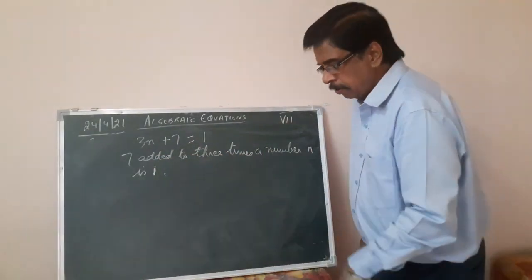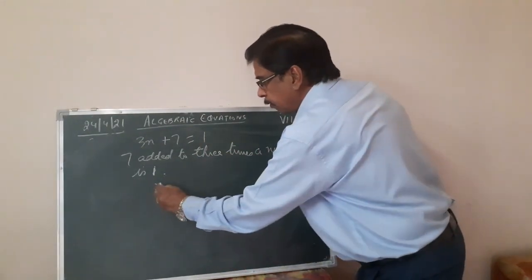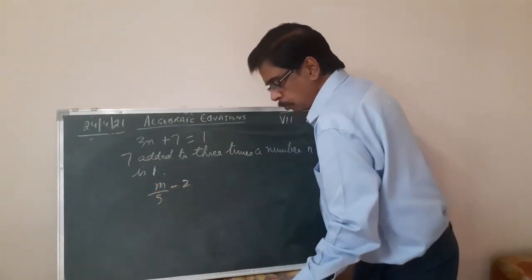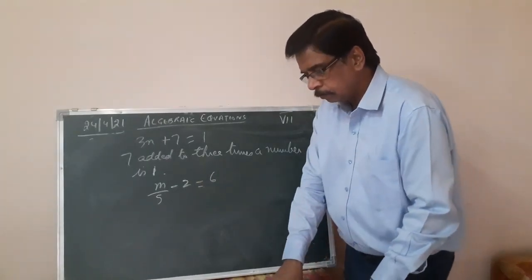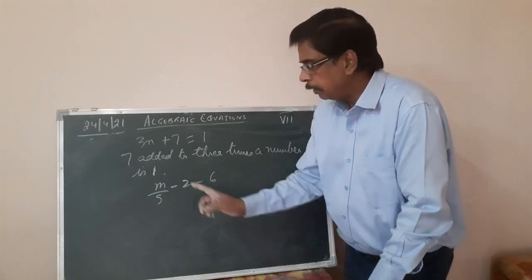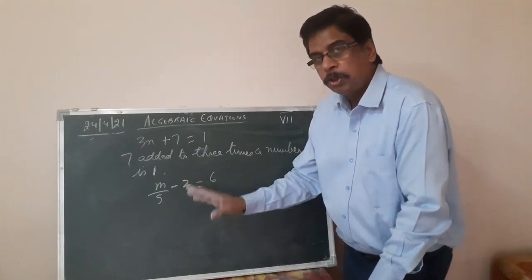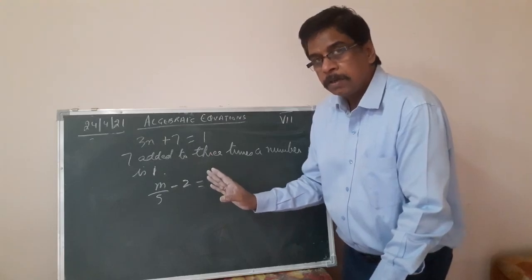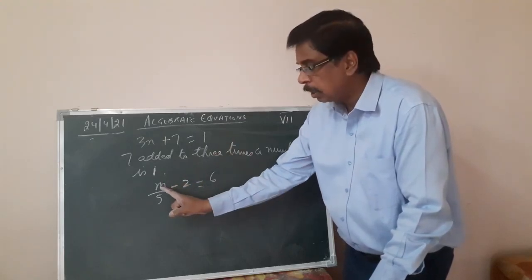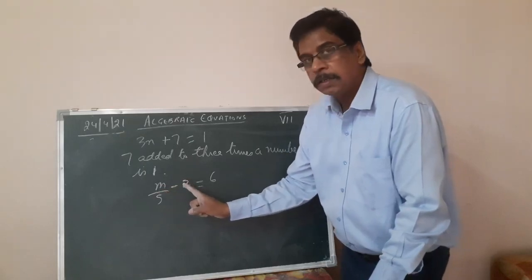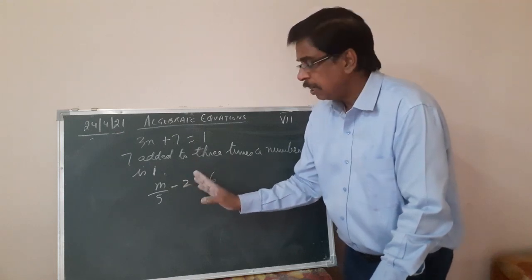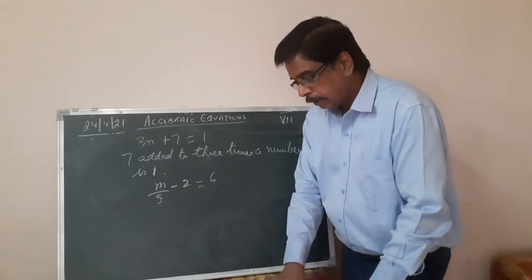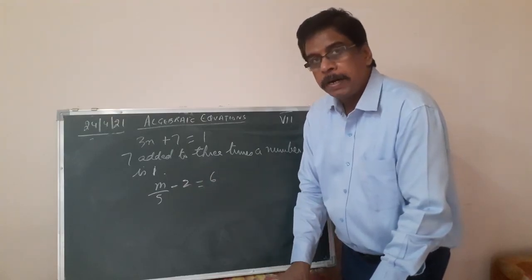Last statement, we have m upon 5 minus 2 is equal to 6. Can you make the statement from this? I have already showed you how to write a subtraction statement. In a subtraction statement, this will come after from. So we write here, subtracting 2 from a number divided by 5 gives us 6.